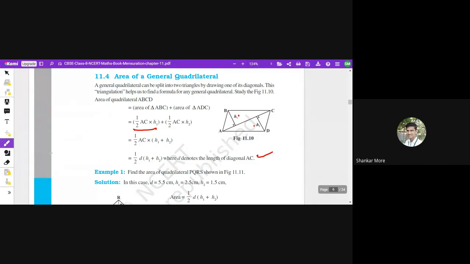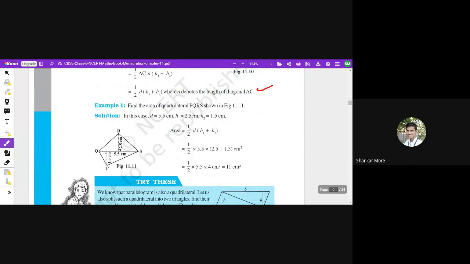So let's take an example. Find the area of quadrilateral PQRS as shown in the figure. In this case, D is 5.5 centimeter. D की वैल्यू हमें यहाँ पे दी है डायगोनल की. Height 1 है 2.5 centimeter, height 2 है 1.5 centimeter. So simply we have to put all the values in the formula. We have nothing to find, right? D की वैल्यू रख दी 5.5, H1 की रख दी 2.5, H2 की रख दी 1.5. So 2.5 plus 1.5 is 4. 4 into 5.5 by 2, यहाँ पे 2 ones are 11 centimeter square. So its area is going to be 11 centimeters square.